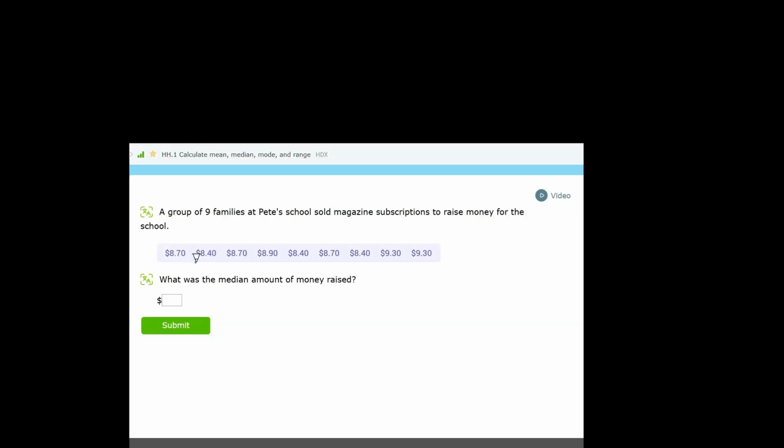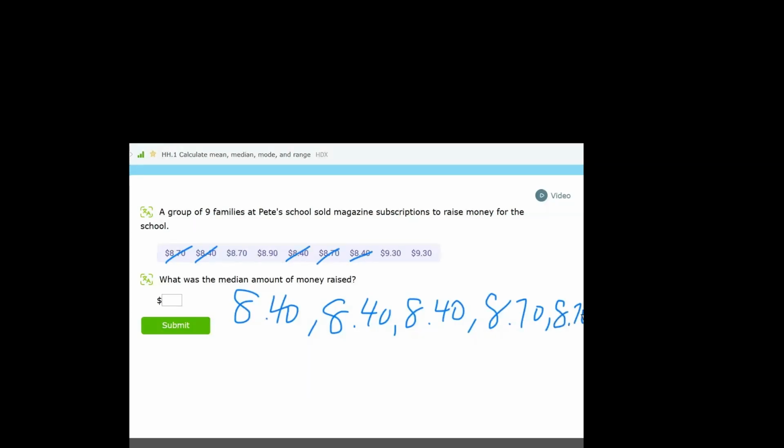Here we have $8.40 being the lowest, and there are 3 of them. Next we have three 8.70s. And next we have an 8.90. And then we have two 9.30s.